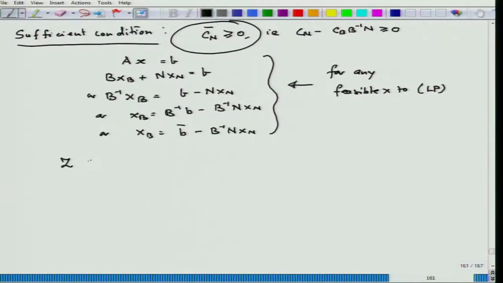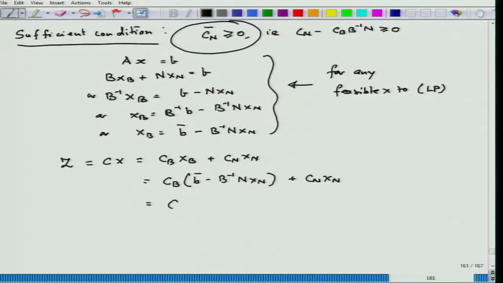And x in C. So, let me compute z of C x. This gives you C_B x_B plus C_N x_N, just the separation. C_B, what is x_B? It is B bar minus B inverse N x_N, plus C_N x_N. So, I will write C_B B bar, which is B inverse b, minus C_B B inverse N x_N plus C_N x_N.